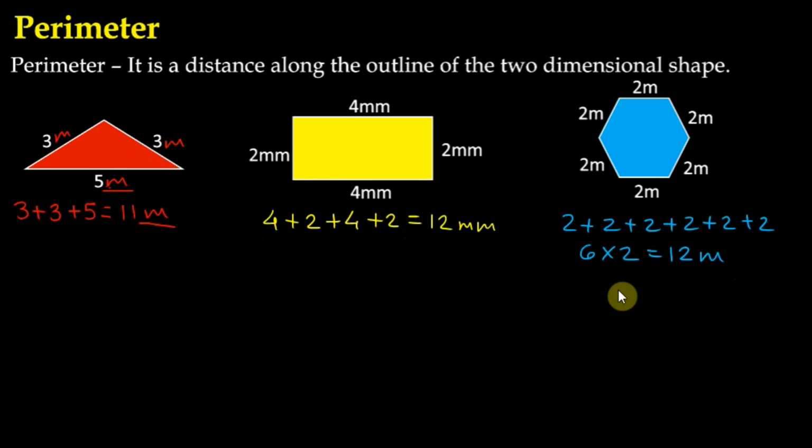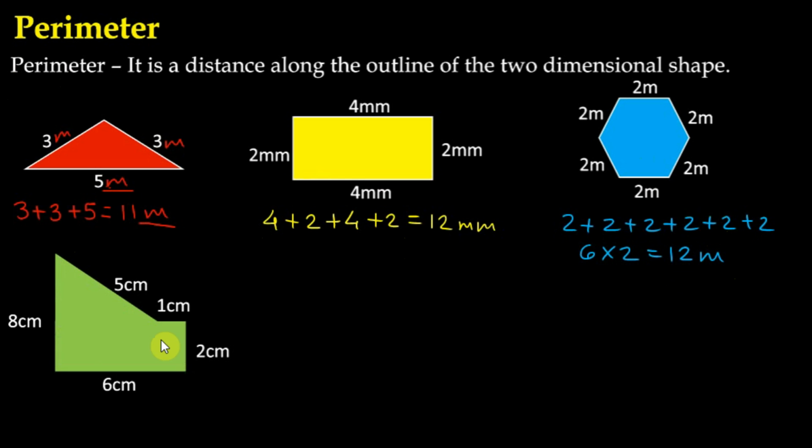Now what if we get a polygon like this one? So here also we are going to follow the same method. We are going to add the lengths of all the sides that make this shape. So let's add them. Therefore we will get 8 plus 6 plus 2 plus 1 plus 5. Now the sum of all these numbers is 22 centimeters. So the perimeter of this polygon is 22 centimeters.